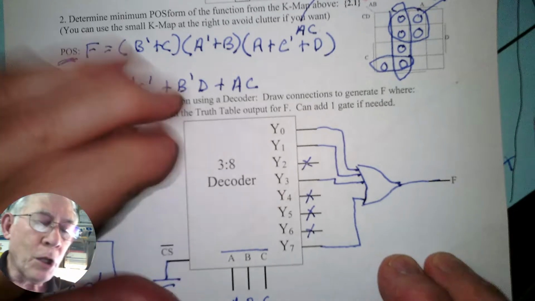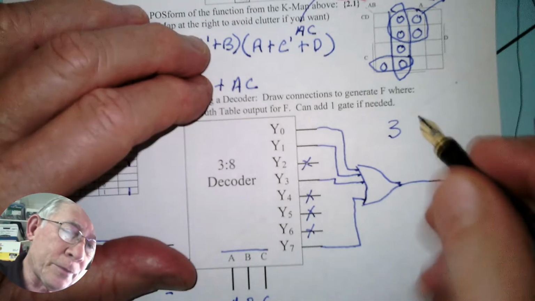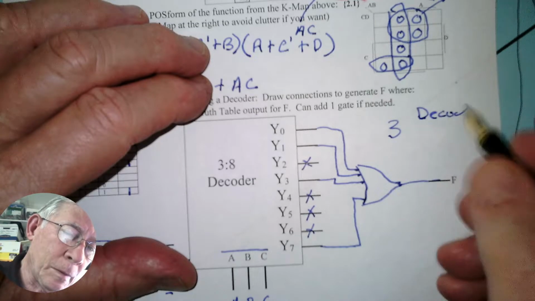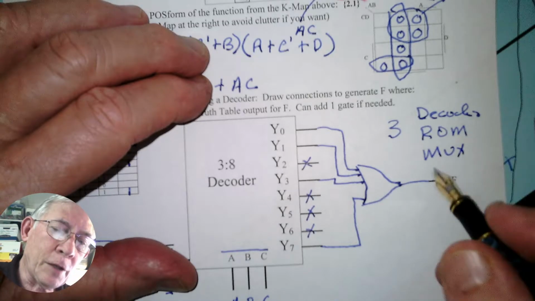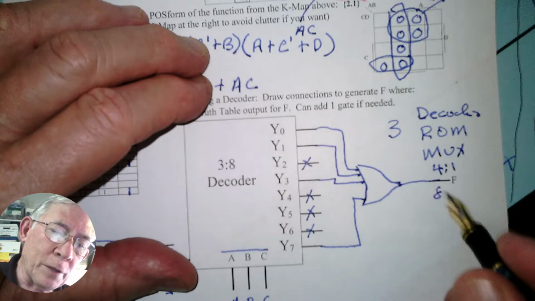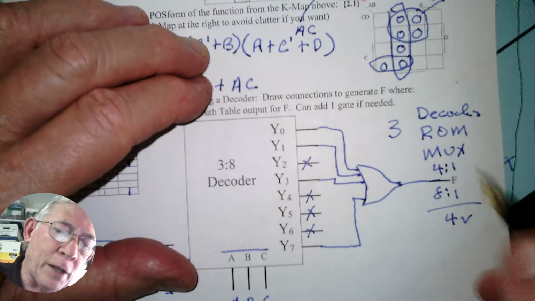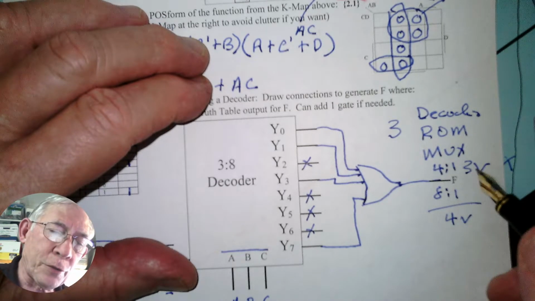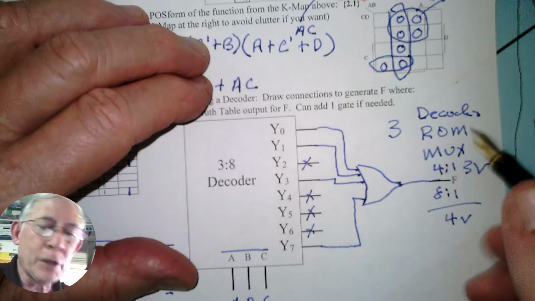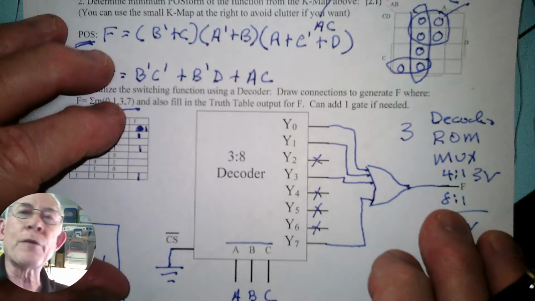So I don't connect these, otherwise F would be 1 instead. All right? So remember, there are three possible solutions: this decoder, a ROM solution, and the MUX. Either a 4-to-1 or an 8-to-1. You can do any 4 variables with an 8-to-1 and 3 variables with a 4-to-1. With the ROM, depending on how big the ROM is, you can do whatever.